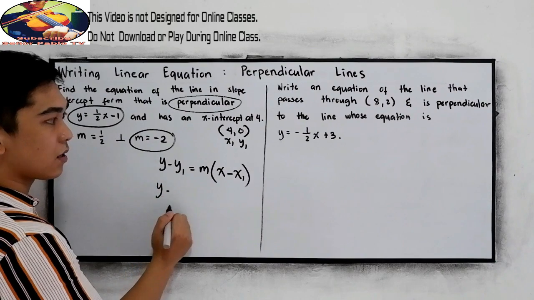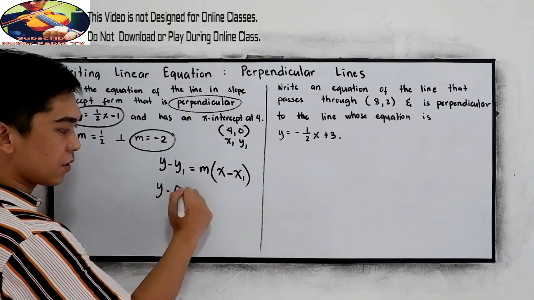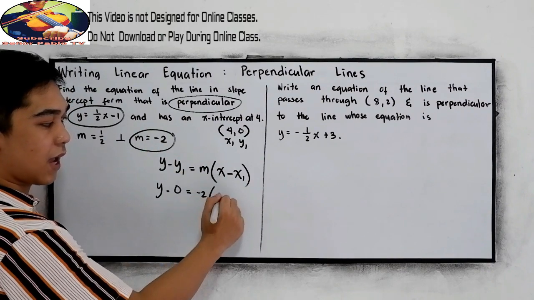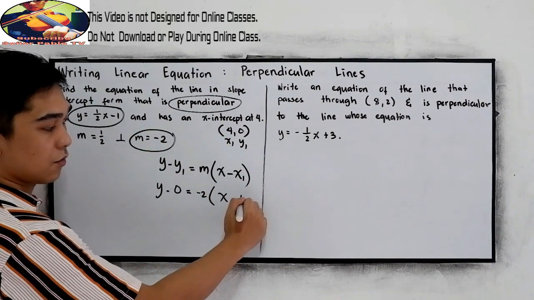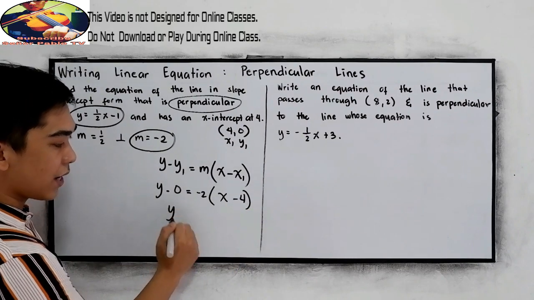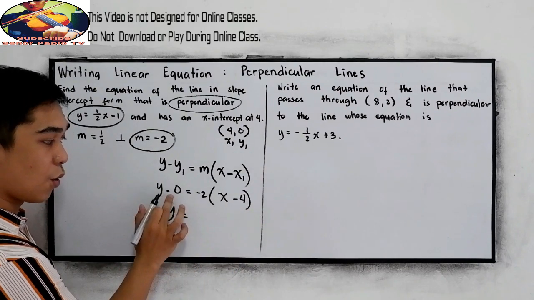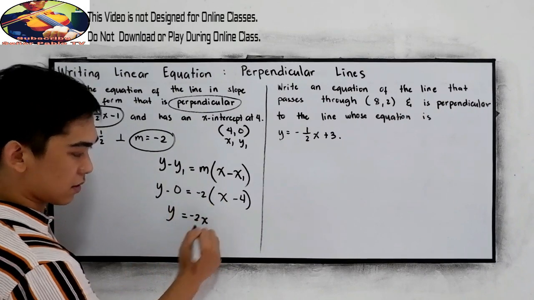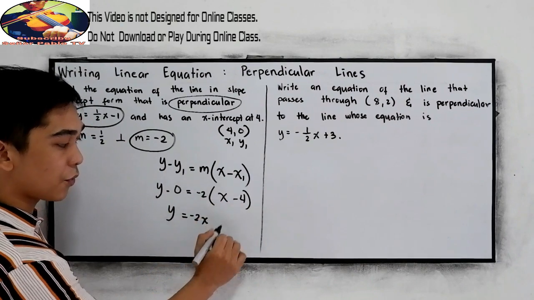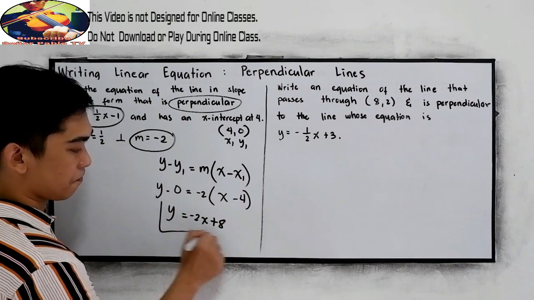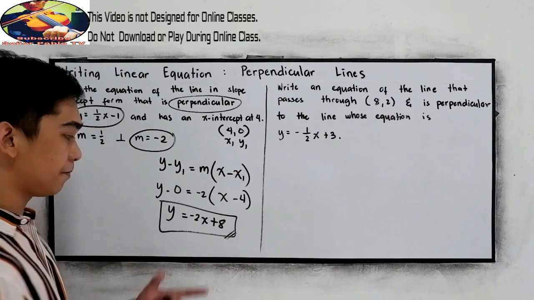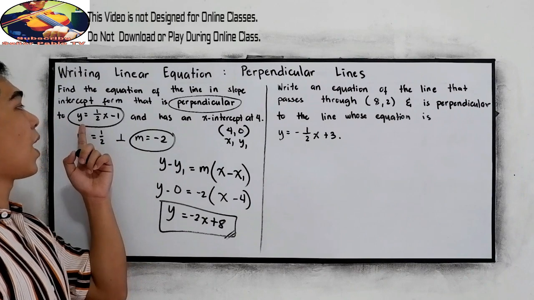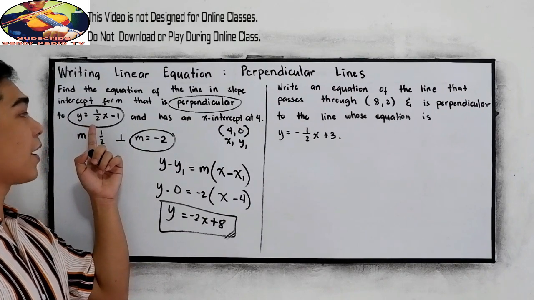Now we have y minus y sub 1, which is 0, is equal to our m, -2, times quantity x minus 4. So y is equal to, we can omit 0 here, -2 times x is -2x, -2 times -4, positive 8. This will be our equation that is perpendicular to y is equal to 1/2 x minus 1.